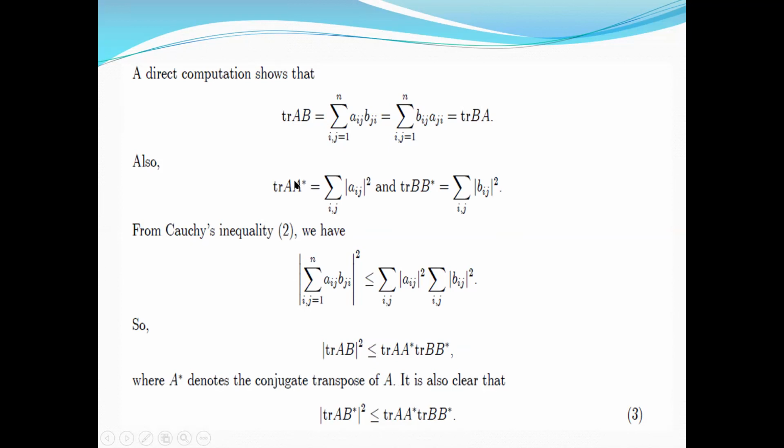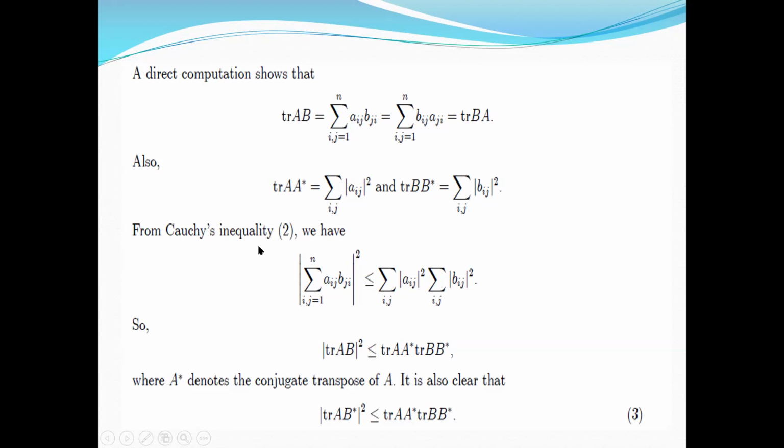Now from this calculate trace AA star. In place of B, write A star. So this becomes the sum over i, j of mod aij square. Why? Because then bji is the entry of A star, which is then aij conjugate. So aij into aij conjugate is mod aij square. Similarly, trace BB star is this expression.